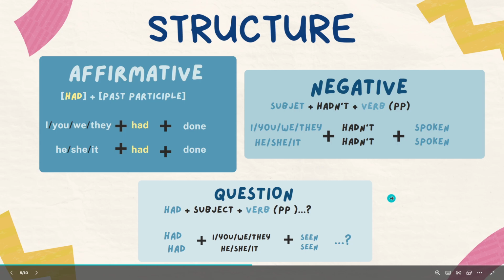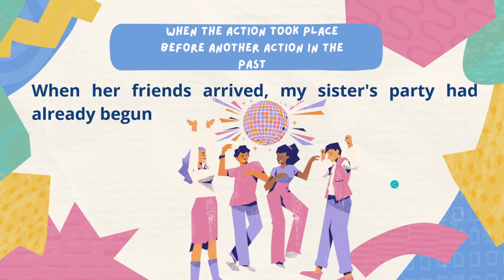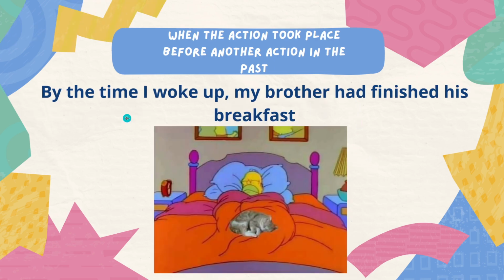So let's see some examples of the functions that I mentioned before. The first function, as I said, is when the action took place before another action in the past. For example, when her friends arrived, my sister's party had already begun. Another example of this function is: by the time I woke up, my brother had finished his breakfast.